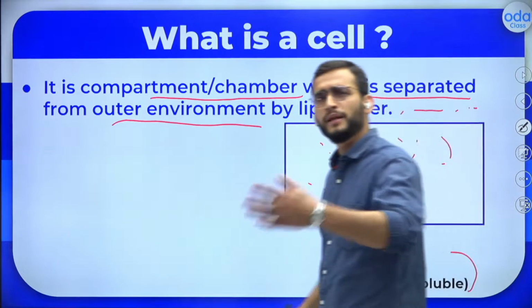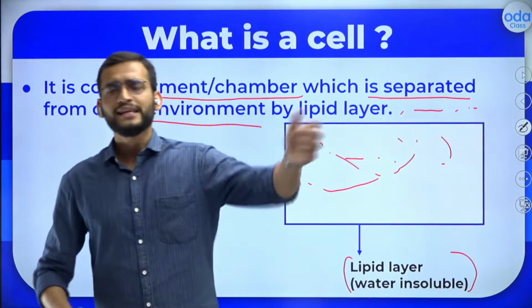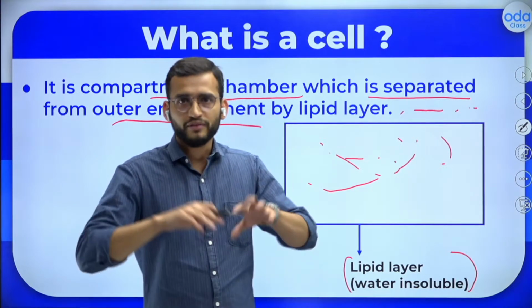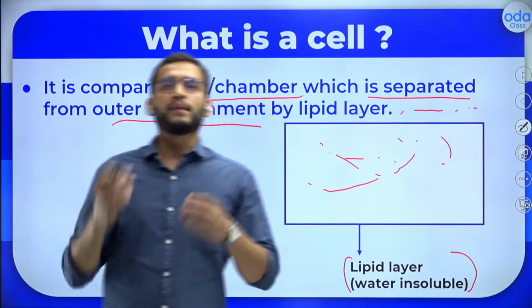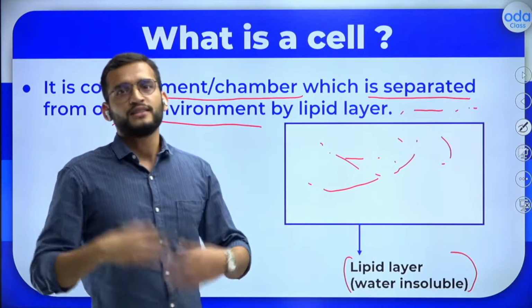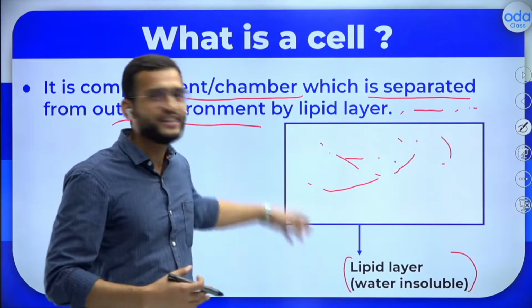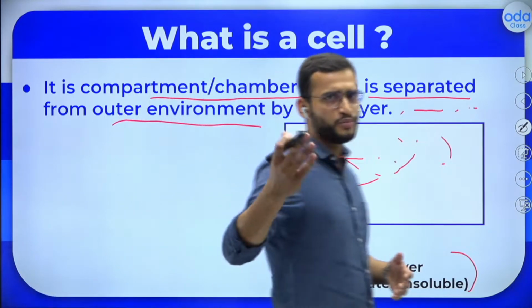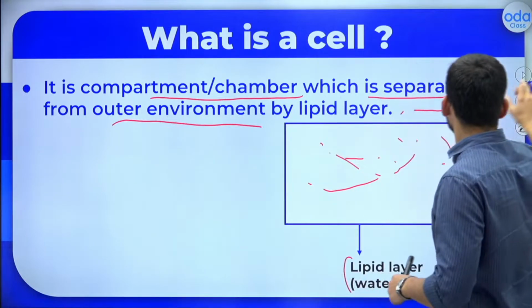Why do we require a lipid layer? Why not something else? Because the lipid layer is water insoluble. Wherever you have these cells, the outer environment is also a liquid one. If it is dissolved in the liquid, there is no sense of having this lipid bilayer, if it is soluble in water. I hope you are clear about this. So let us move forward.